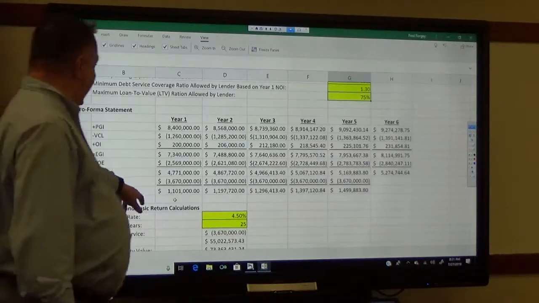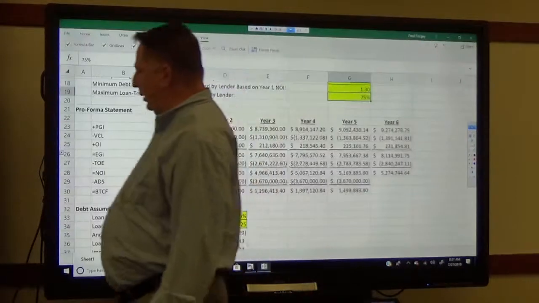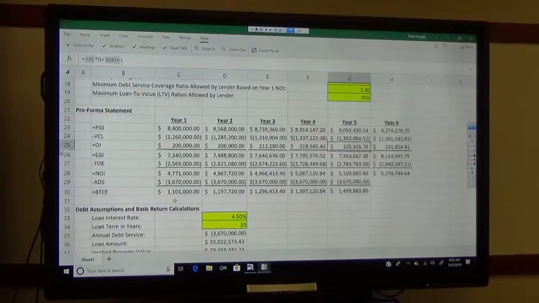Okay, now, so let's scoot up a little bit more. And we're going to come back to the debt service coverage, or the loan to value ratio.